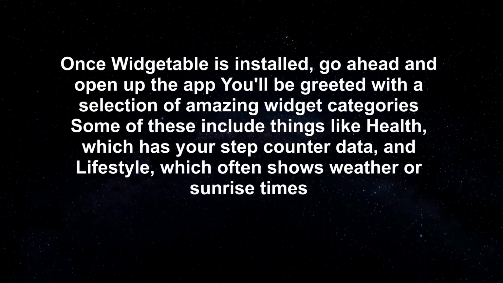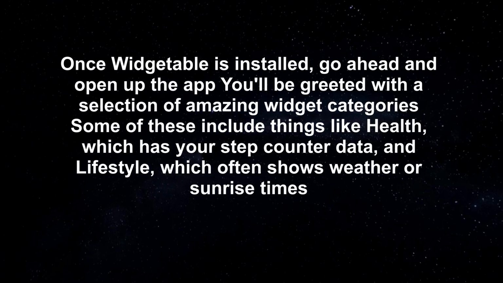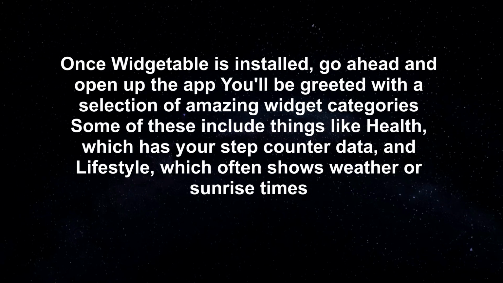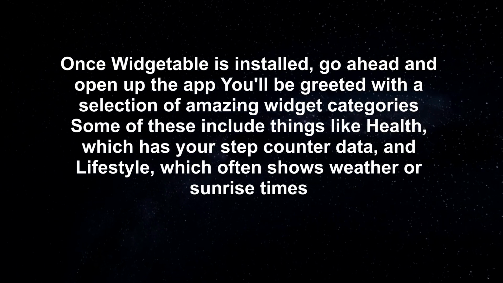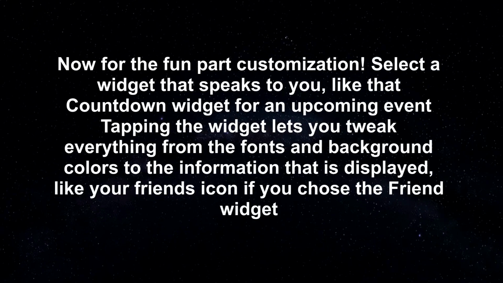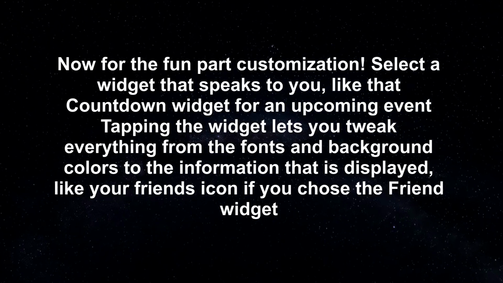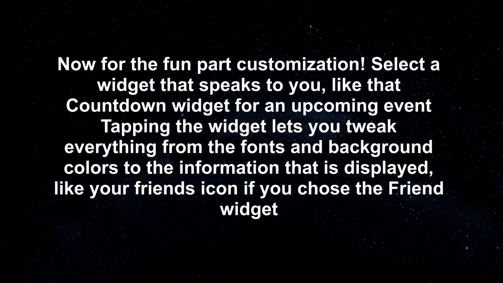Once Widgetable is installed, go ahead and open up the app. You'll be greeted with a selection of amazing widget categories. Some of these include things like health, which has your step counter data, and lifestyle, which often shows weather or sunrise times. Now for the fun part, customization. Select a widget that speaks to you, like that countdown widget for an upcoming event.